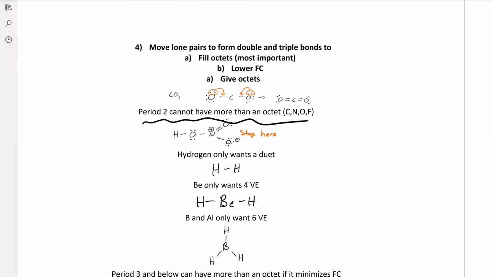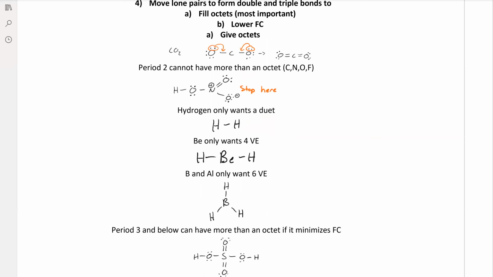Remember that period 2 cannot have more than an octet. So even though we have formal charges here, you might be tempted to draw another double bond. You're not allowed to do that because nitrogen is a period 2 element, and so it cannot have more than an octet. So you want to stop it here. It does have a resonance structure, though.